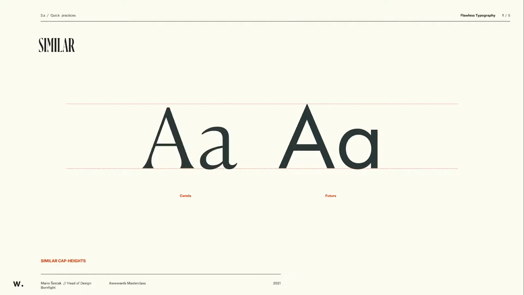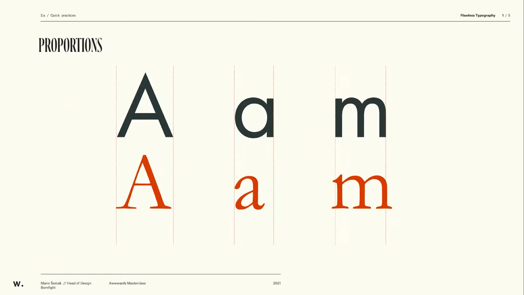Much better example is with Canela, that is almost the same height as Futura cap height letter. Check letter proportion. Take a look at the set width of a typeface you are considering as a pair. A set width is the comparable width of specific letters. Some letters can be wider, others less wide. The width of every letter is designed in relation to every other letter in the character set.